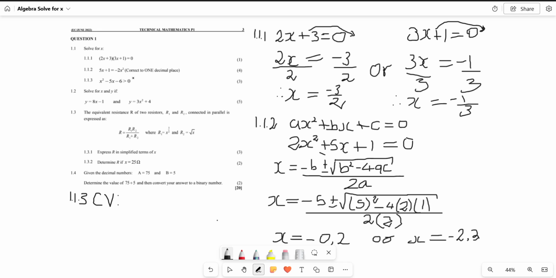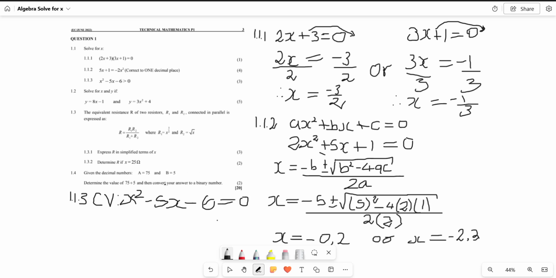Now, when you have written the word CV, you have the liberty to write this quadratic inequality in equation form. What does that mean? It means we are going to rewrite the same equation as x squared minus 5x minus 6 equals 0.